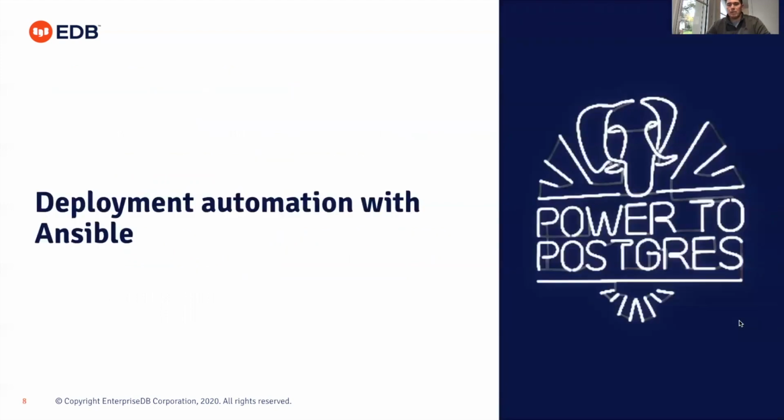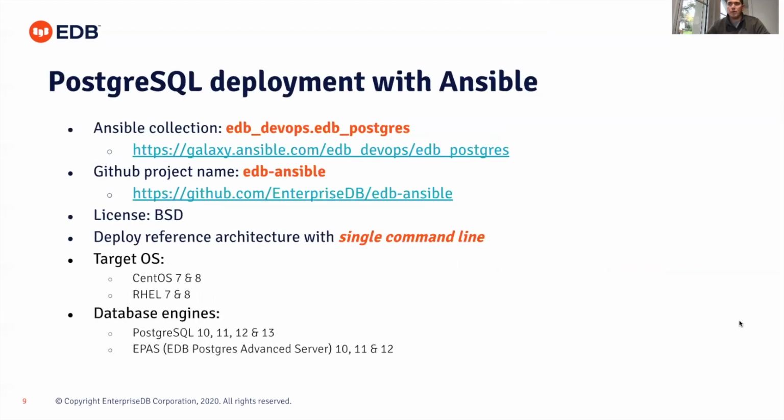Let's talk about Postgres deployment automation with Ansible. So the first open source project I would like to introduce is EDB Postgres. EDB Postgres is an Ansible collection of roles implementing multiple features that will help day-to-day operations. This project is open source and released under a BSD license. The source code repository is hosted on GitHub. The releases are available on the Ansible Galaxy platform.